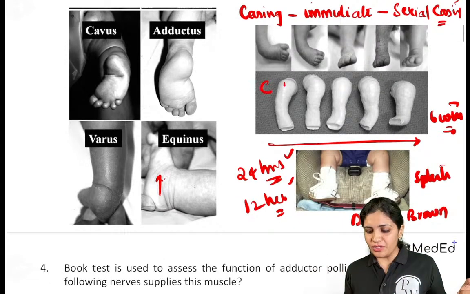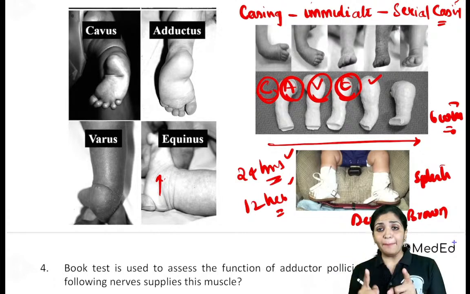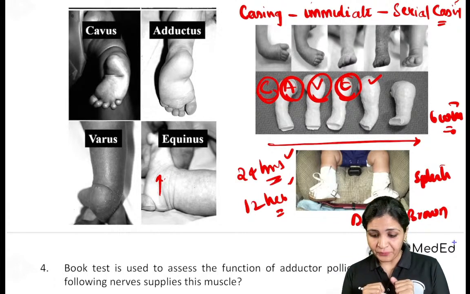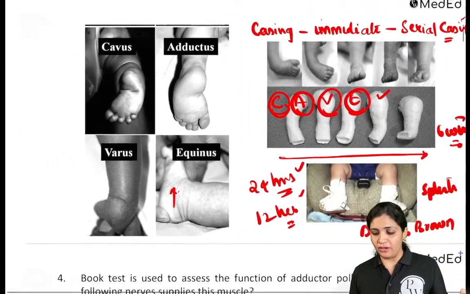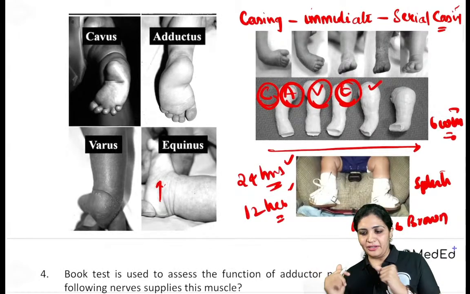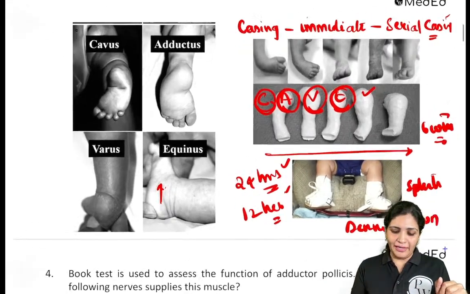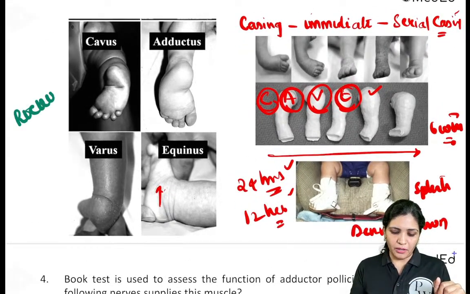We always use the mnemonic CAVE. So first you will correct the cavus, then you correct the adduction, then you correct the varus, and finally you correct the equinus. What happens if you don't follow this order? So here we might end up in some other deformity if you don't follow this order. For example, if the equinus is not corrected at the end, you might end up in what is called a rocker bottom foot. Rocker bottom foot.